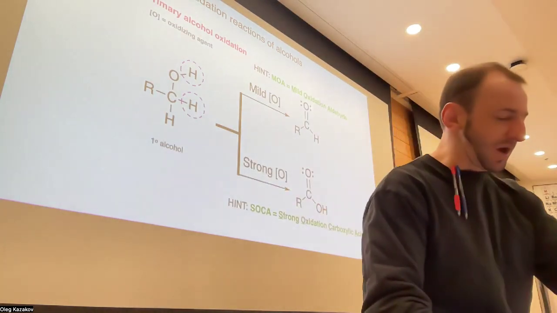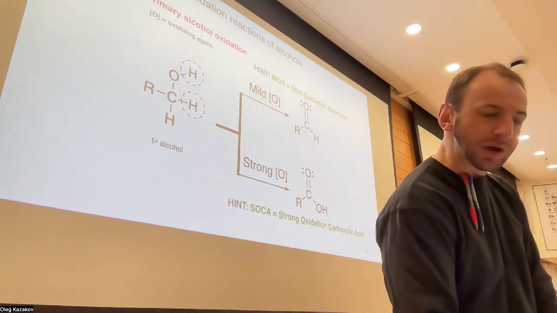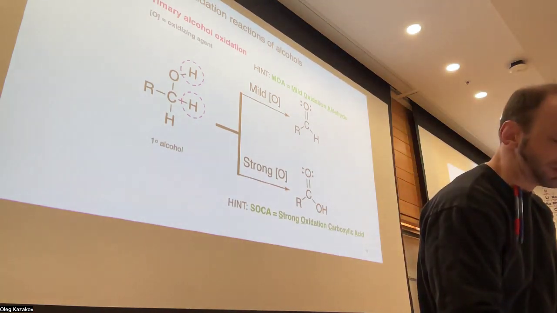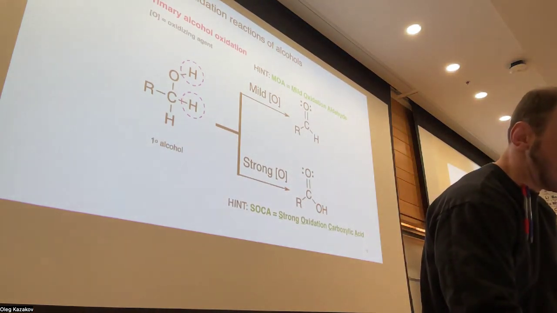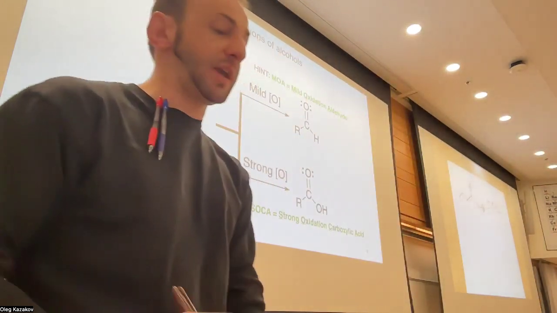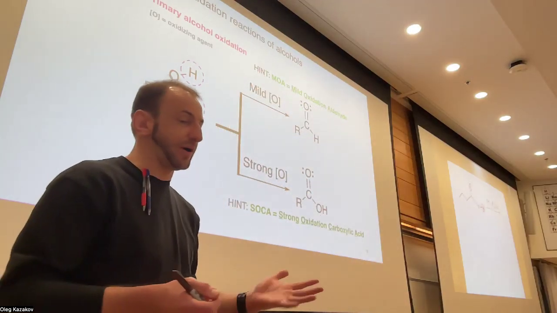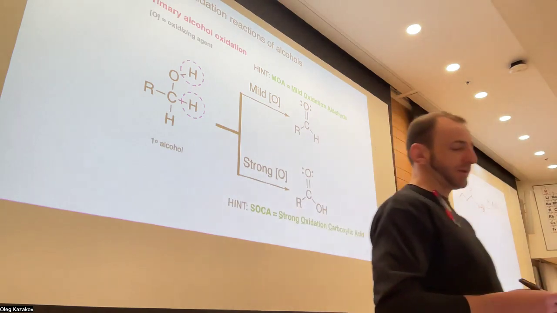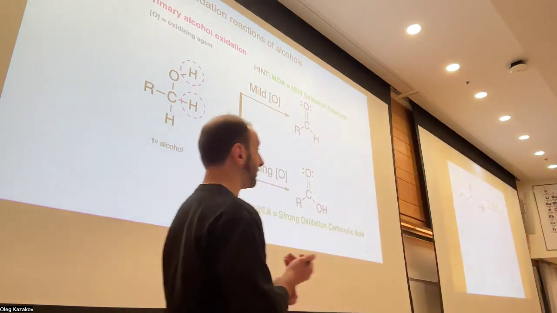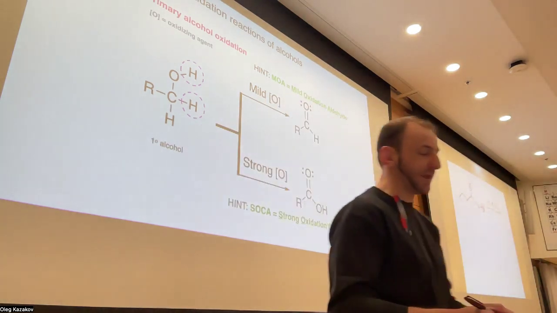Now let's see what happens as a result. We have, let's say, mild oxidation. As a result, we are going to get the aldehyde. That's as far as the words go: a mild oxidizing agent gives you an aldehyde from the oxidation of the alcohol.